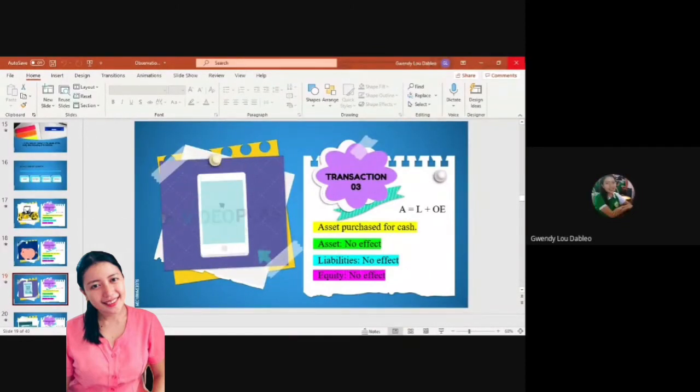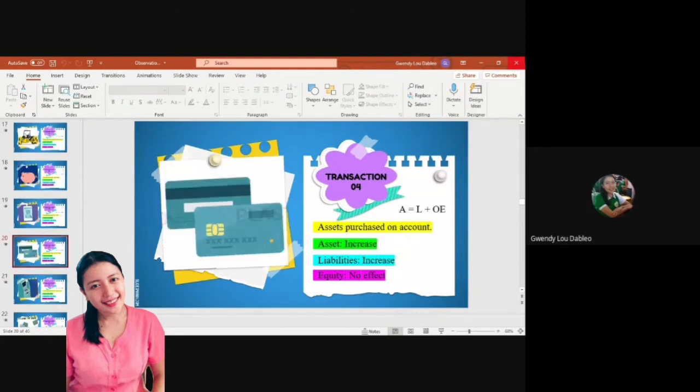Asset will increase, right? But cash is also an asset. There is an exchange. You get asset, but in exchange, you pay it through cash. So meaning to say, asset minus asset is equal to zero. In other words, there's no effect in your asset, and liabilities also has no effect. Same with equity.